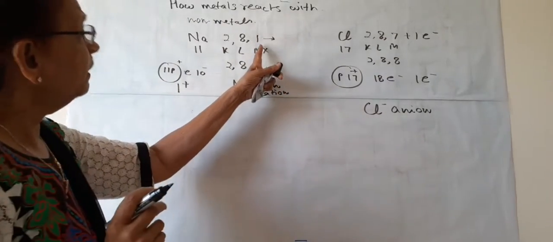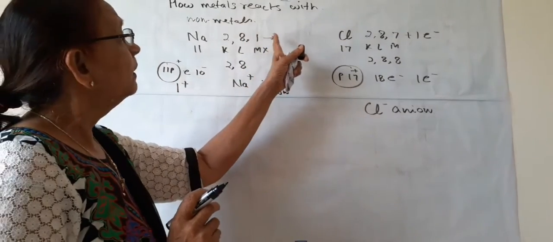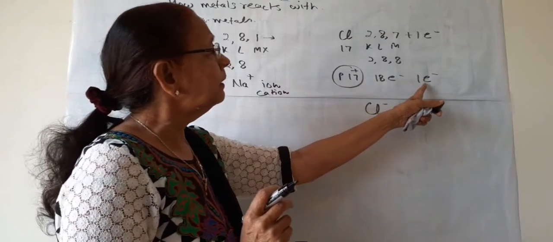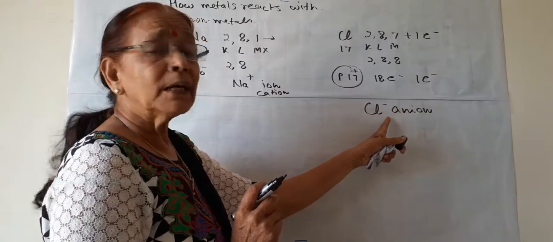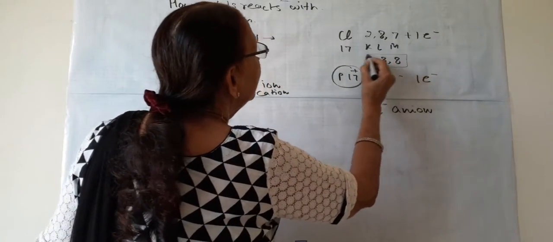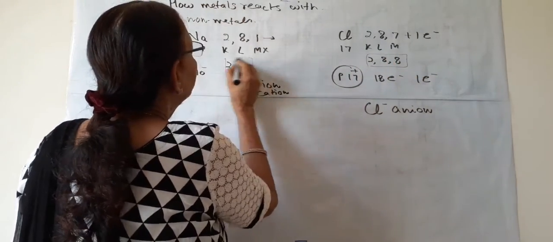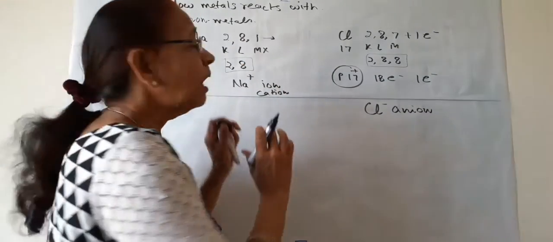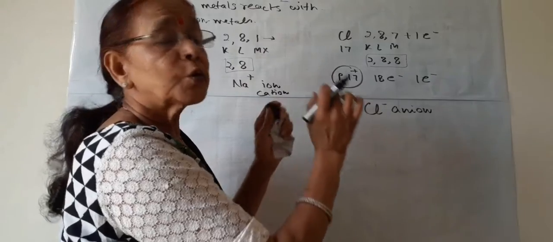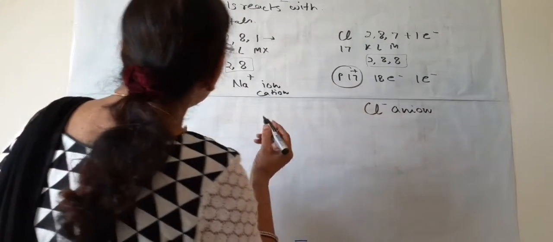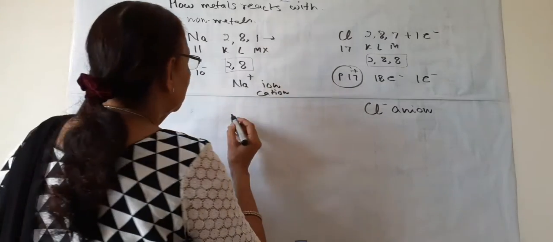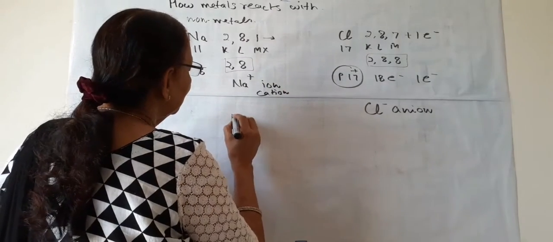So by giving one electron, it becomes a cation. By accepting one electron, it becomes an anion, and now both have a stable configuration. So this is how both of them combine to form a salt. And how this salt is formed, we will take only the valence electron. So I am writing it like this.